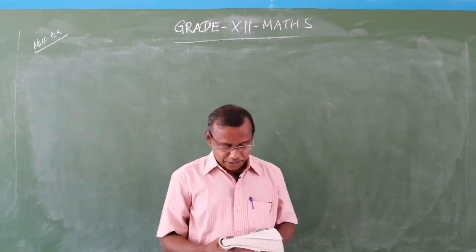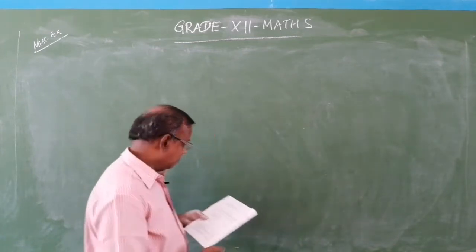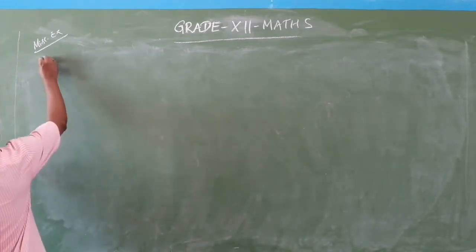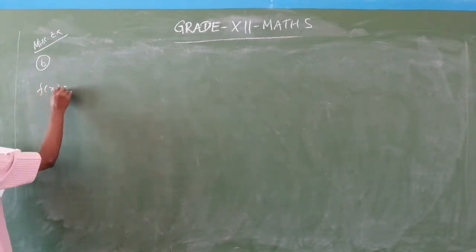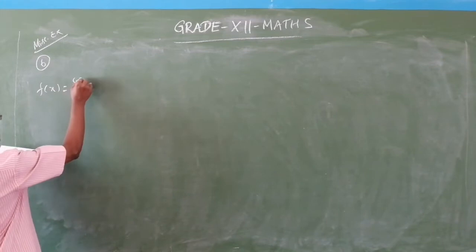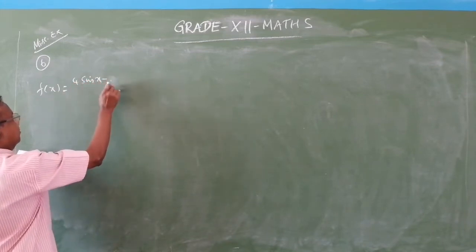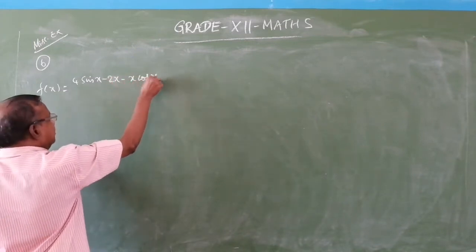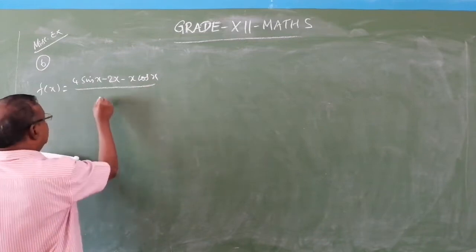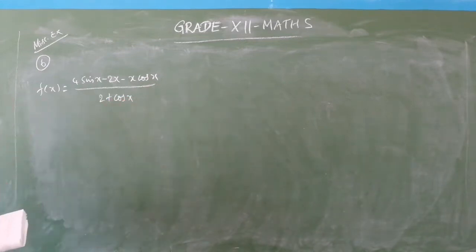Find the intervals in which the function f is given by f of x equal to 4 sin x divided by 2 plus cos x, minus x, is increasing or decreasing.